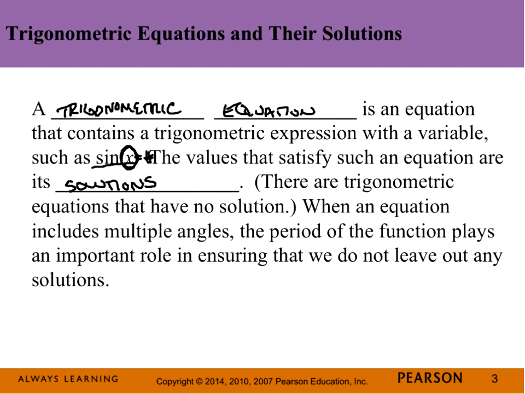When an equation includes multiple angles, the period of the function plays an important role in ensuring that we don't leave out any solutions. So I'll be reminding you of all that stuff on the first 5 equations that we're going to work, and we're going to work 7 total. On the first 5, I have also put the unit circle there. So I'll point out on the unit circle what we're doing algebraically.